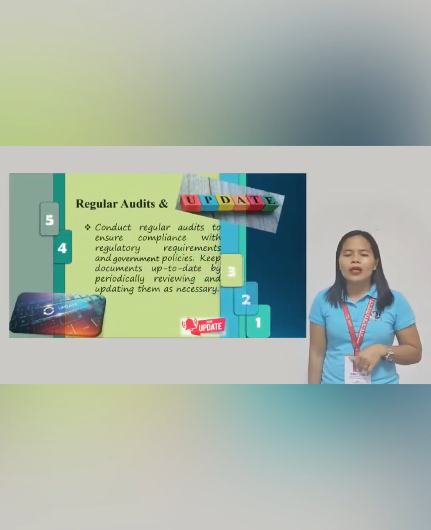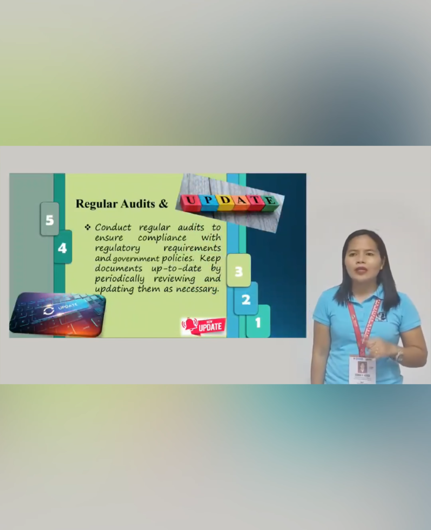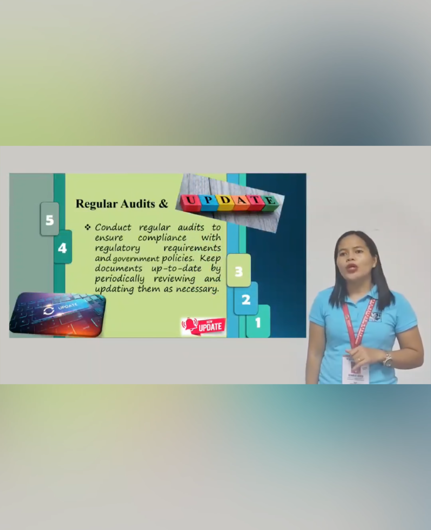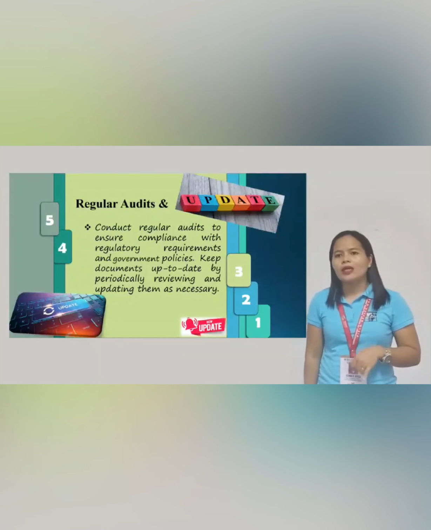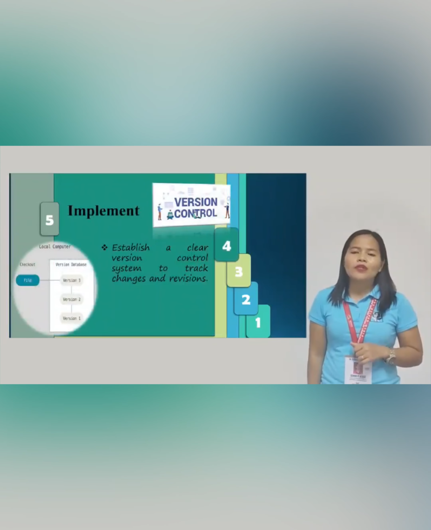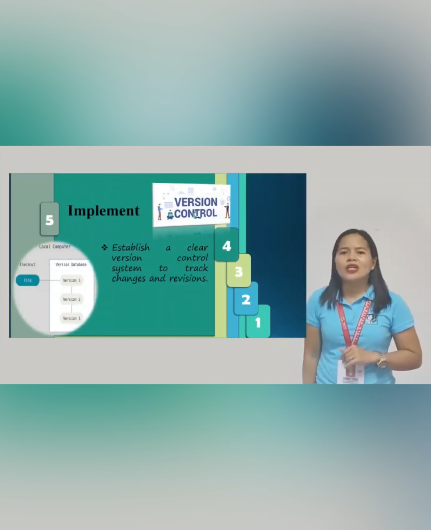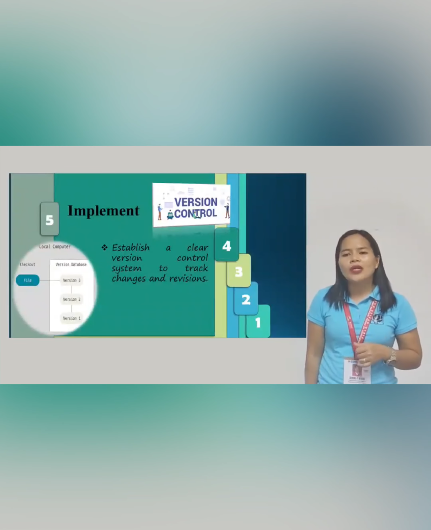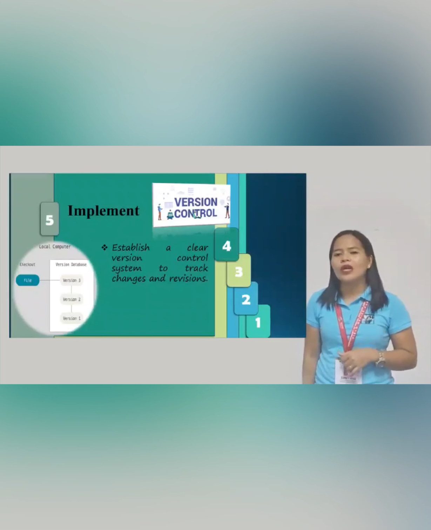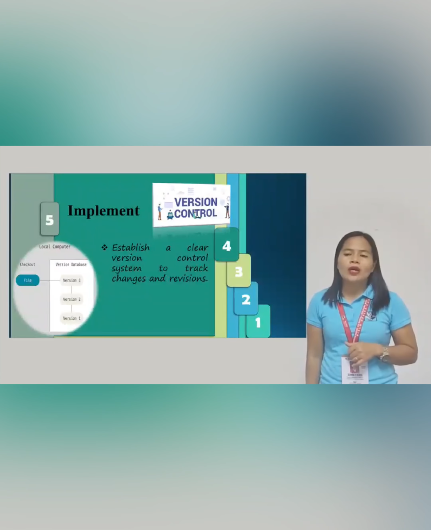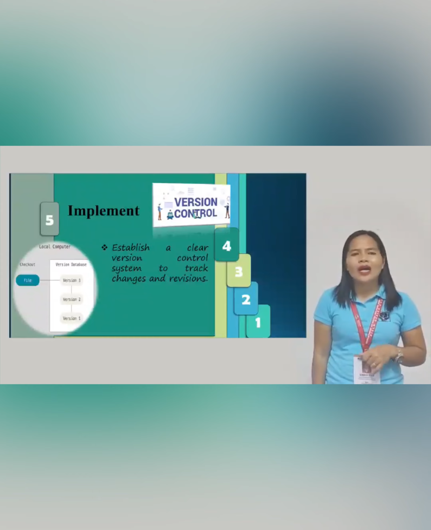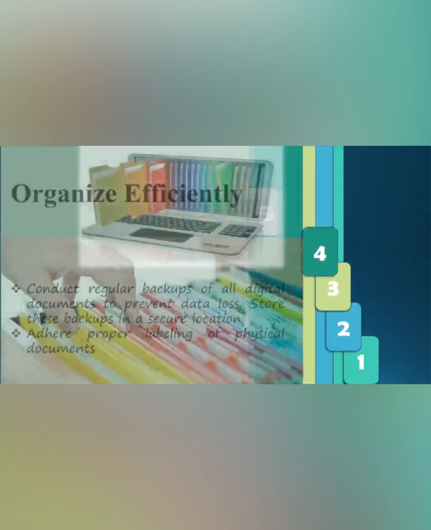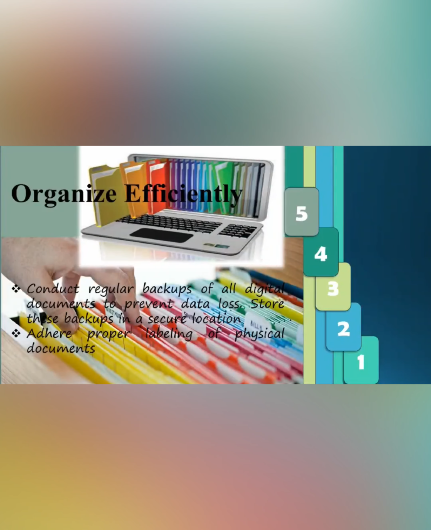The fourth one is conduct regular audits and updates. Conduct regular audits to ensure compliance with regulatory requirements and company policies. And next is implement version control. Establish a clear version control system to track changes and revisions. This helps in maintaining organized records of documents' history and ensures that team members are always working with the most up-to-date information. And the fifth one is organize efficiently.